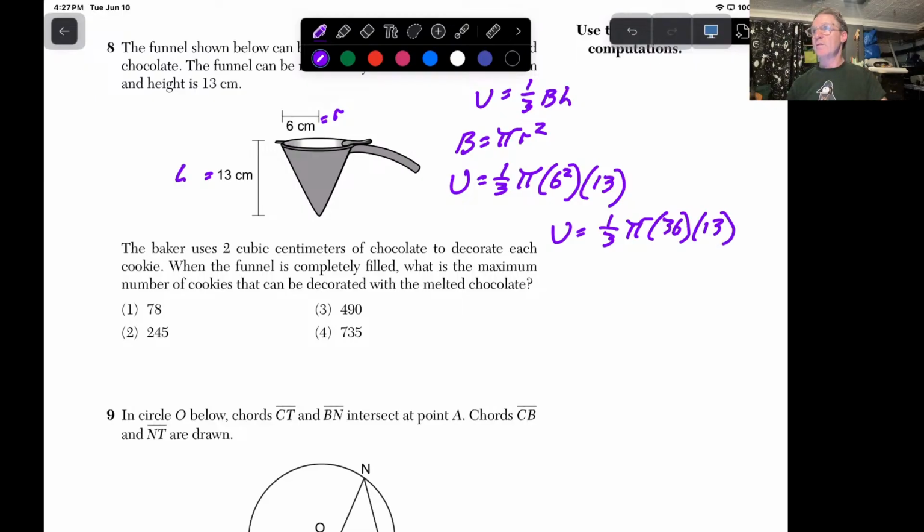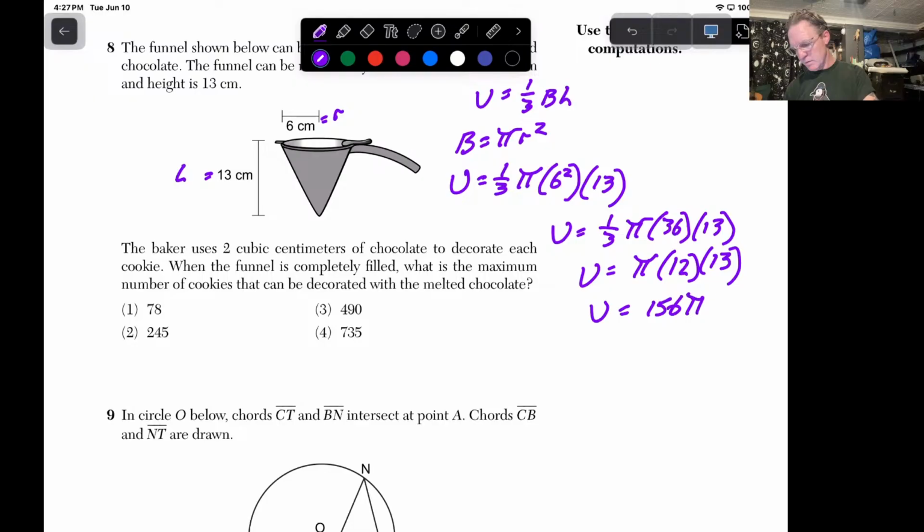What is 36 times 1/3? That is 12. So volume is pi times 12 times 13. By the way, on my multiplication tables, I could never remember 12 times 13, but it is 156. So this is 156 pi. I was always good out to like 12. Once we got past 12, I don't know. So we have 156 pi. What does that equal?